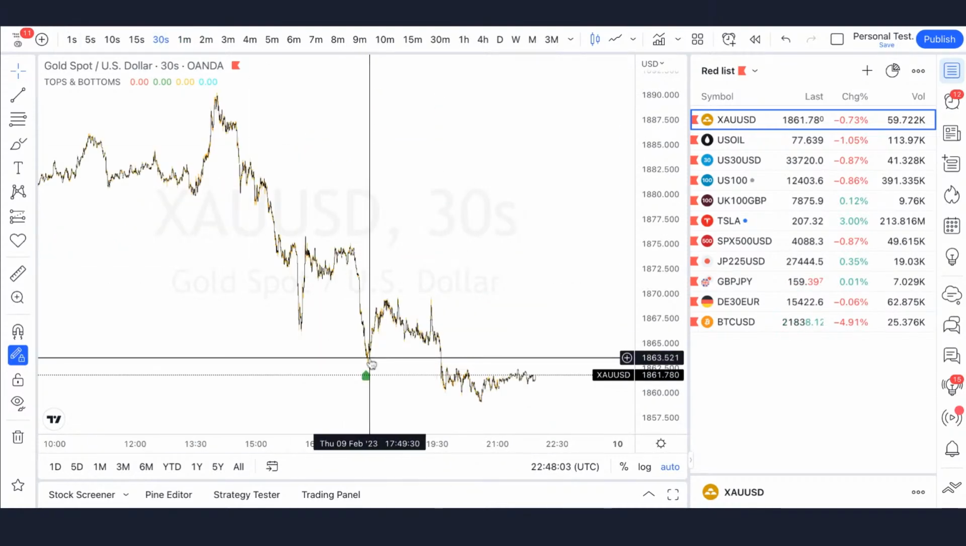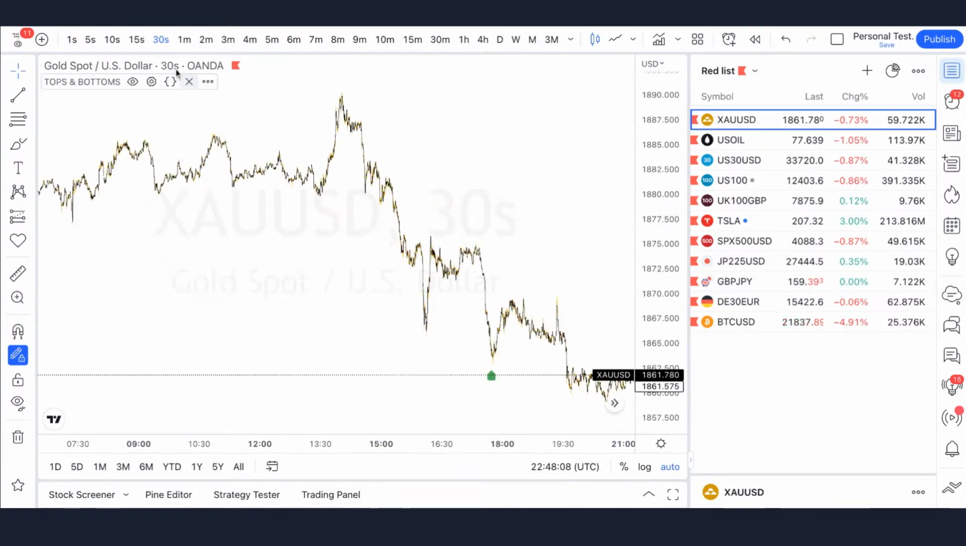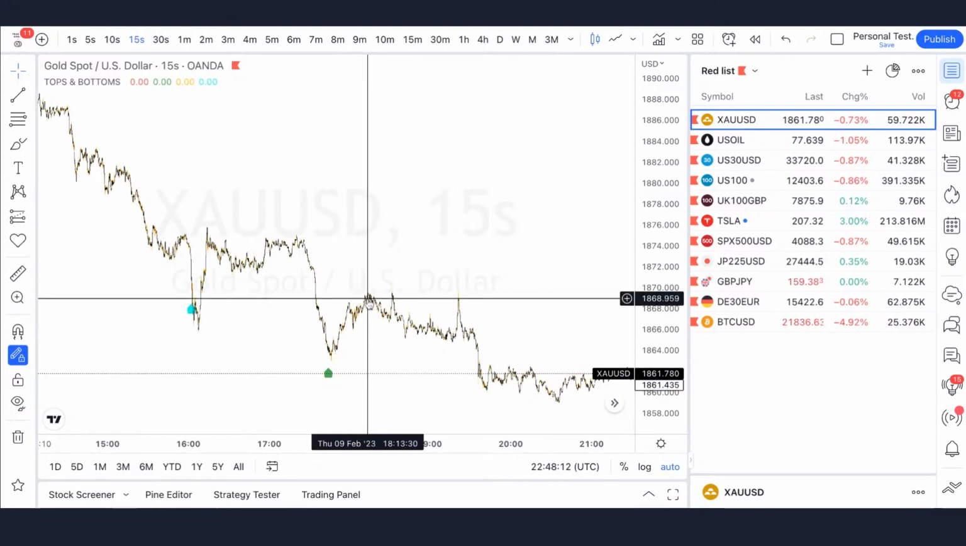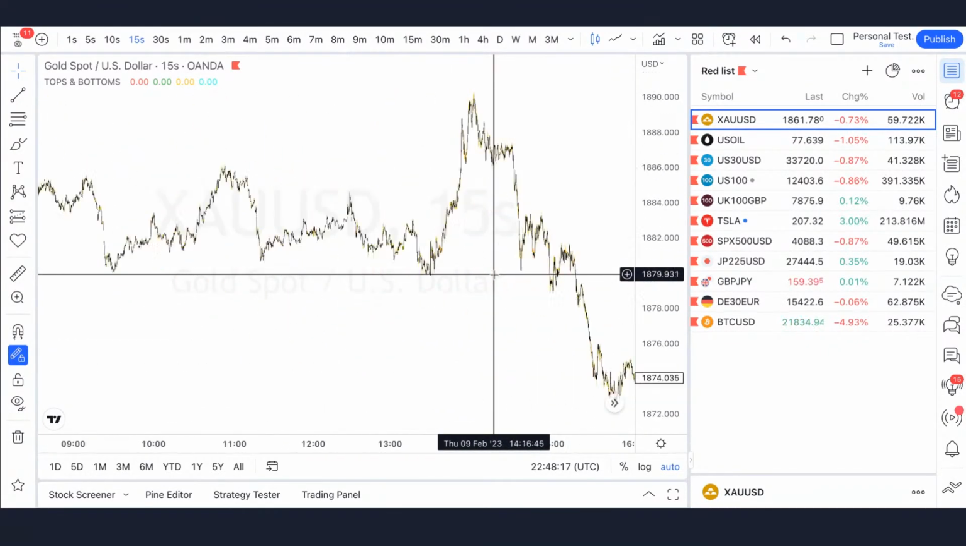I'm sure, as you can see, there are opportunities if you did want to drop down onto the smaller time frames. I'm sure that they would have been able to offer you some nice entries. So already 1, 2. So yeah, a couple of buy entries there.